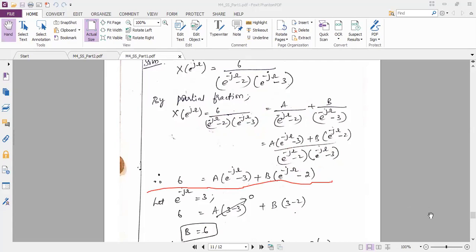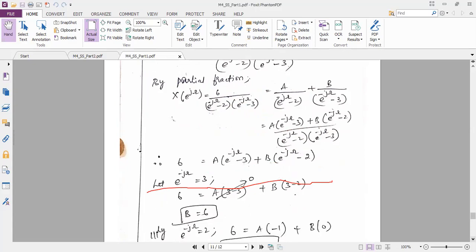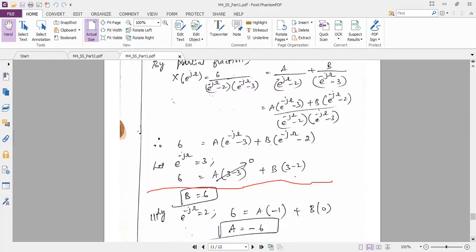Is it clear, everyone? Yes, ma'am. Okay. In control systems, what was the method you followed? You followed a different method.